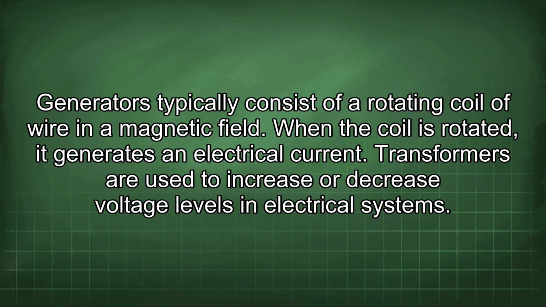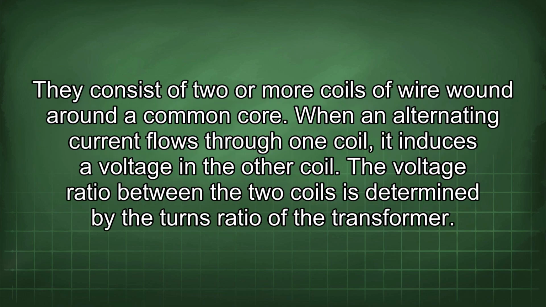Transformers are used to increase or decrease voltage levels in electrical systems. They consist of two or more coils of wire wound around a common core. When an alternating current flows through one coil, it induces a voltage in the other coil. The voltage ratio between the two coils is determined by the turns ratio of the transformer.